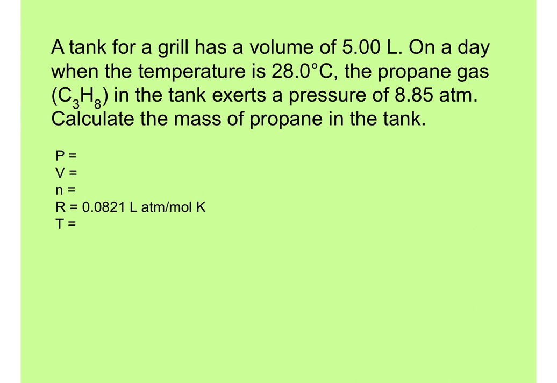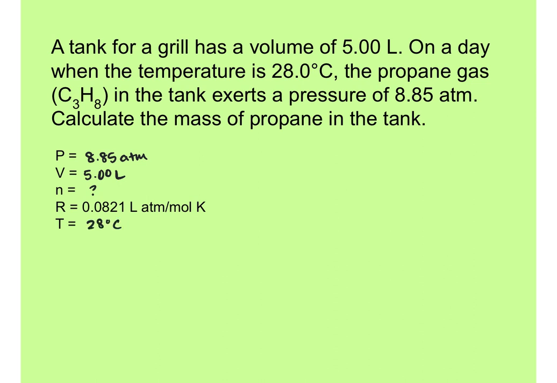Let's try another one just to say we got some extra practice in. A tank for a grill has a volume of 5 liters. On a day when the temperature is 28 degrees Celsius, the propane gas in the tank exerts a pressure of 8.85 atmospheres. Calculate the mass of the propane in the tank. So we read through our problem. We see that we have a pressure of 8.85 atmospheres. We have a volume of 5.00 liters. We don't know the number of moles, it doesn't tell us that. And our temperature is 28 degrees Celsius.